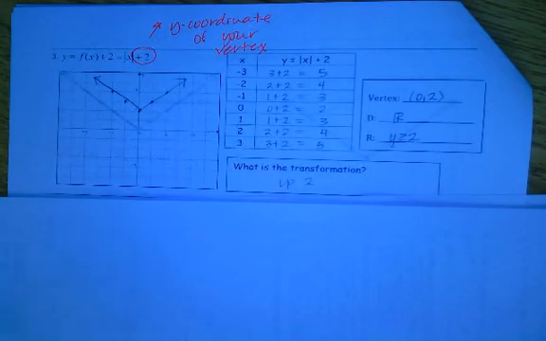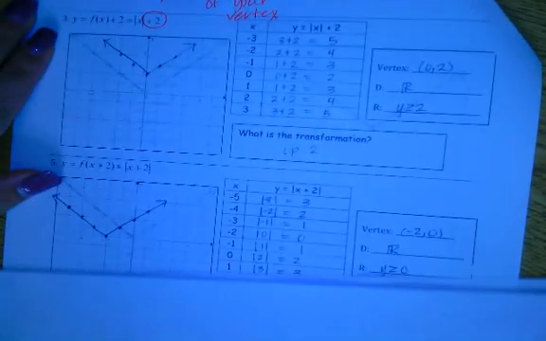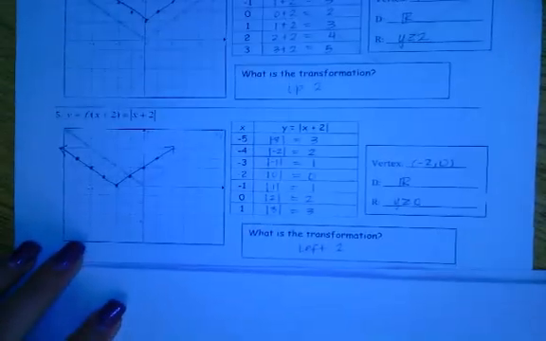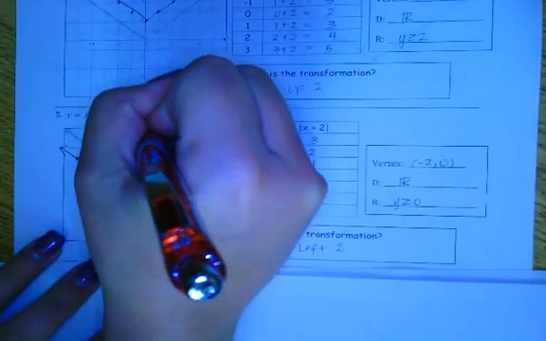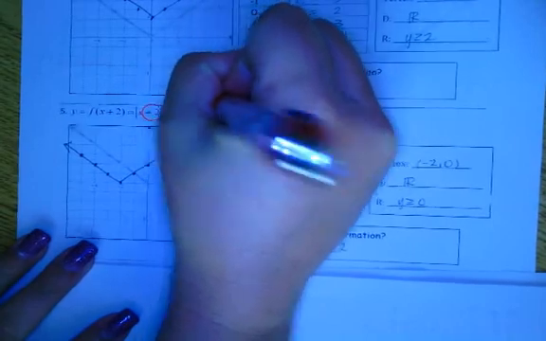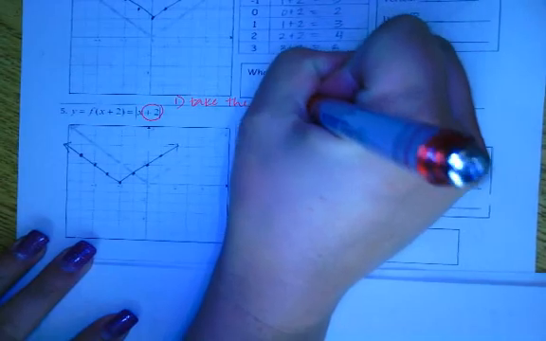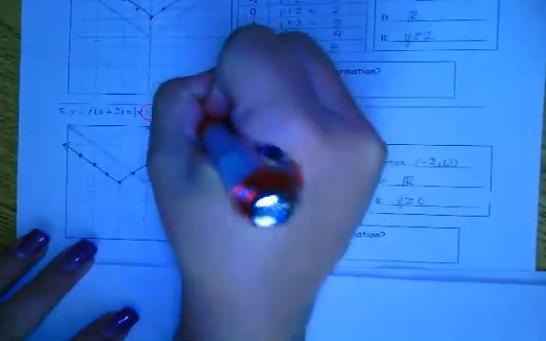What happens in number 4? Left 2 units. Very good. What changed? The vertex. So what's inside of your parentheses, or inside of your absolute value? First you take the opposite, and then it's the x coordinate of your vertex.